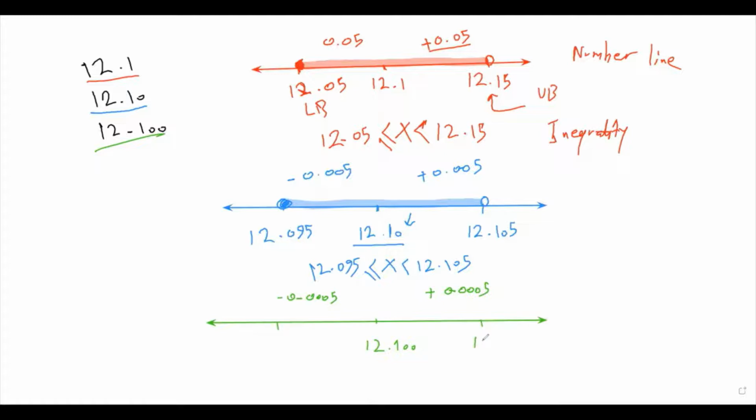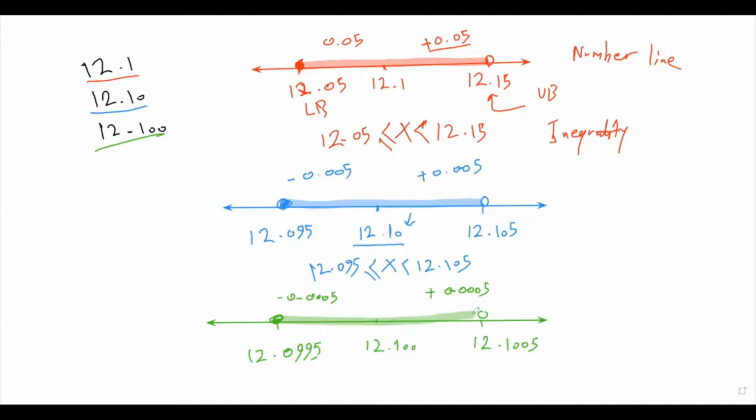So this would be 12.1005, my upper bound, which is not included, and the lower bound, which is included, I would get 12.0995, if I'm not mistaken. You can use a calculator for that. However, everything is included between.